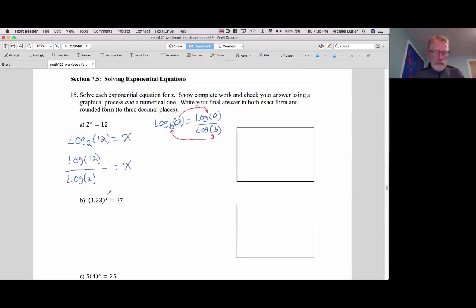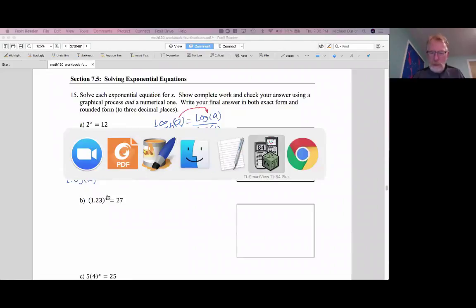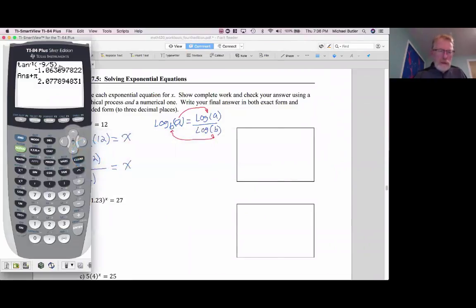All right, so time to get the calculator out, because if we want the exact form and an estimated form out to 3 decimal places, then we're going to need the calculator. So we clear out this craziness from previous problems. We're going to go log of 12 divided by log of 2. What that number is, that's the exponent that if I take 2 and raise it to that exponent, I will get back 12.